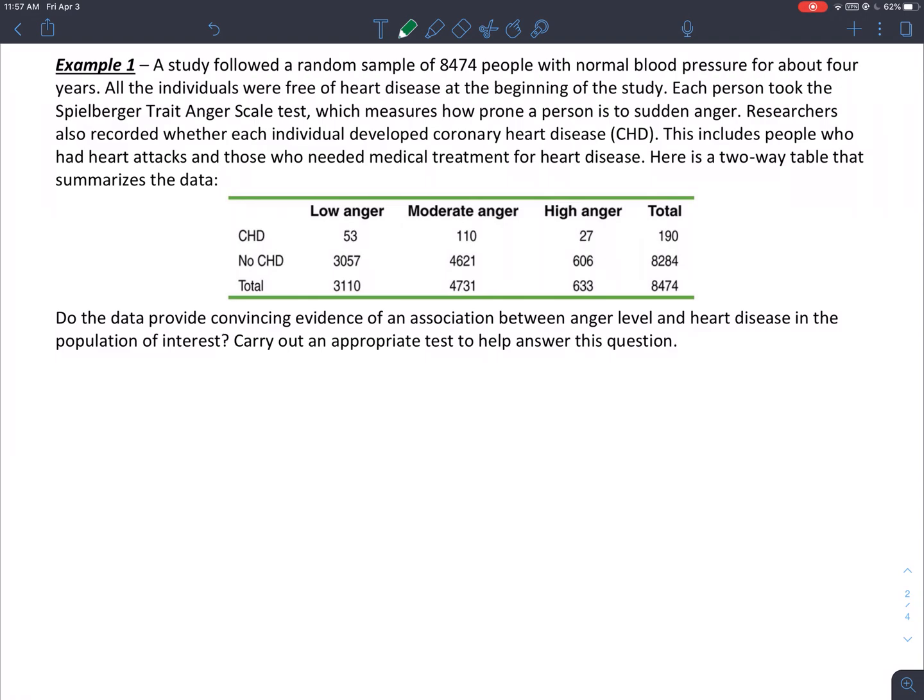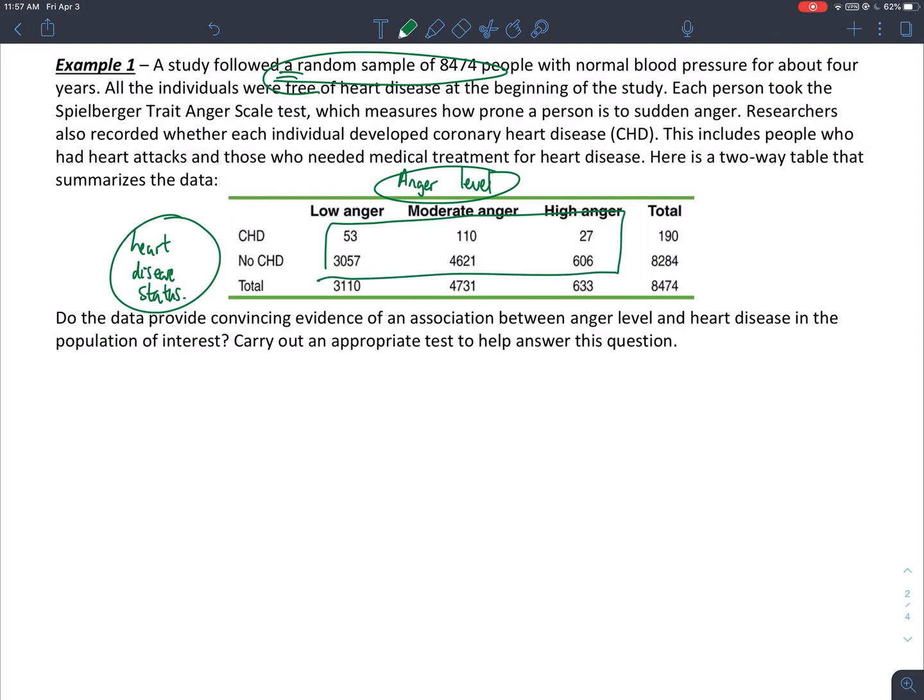So this is observed counts. Okay, and again, this is my anger level. That's my first categorical variable. And then heart disease status, you can say, okay, is the second categorical variable. And this is a single sample, a random sample with 2 categorical variables. This is a test for association. Don't do any other test, okay? And then here are my observed counts. This is what you would put into your matrix in your calculator. All right, so let's proceed.